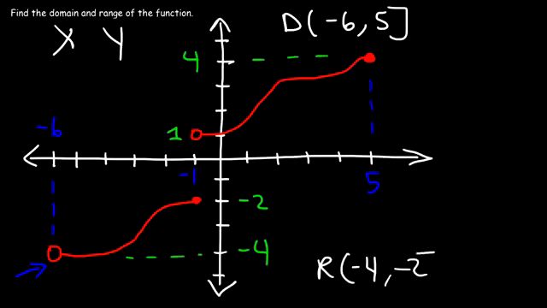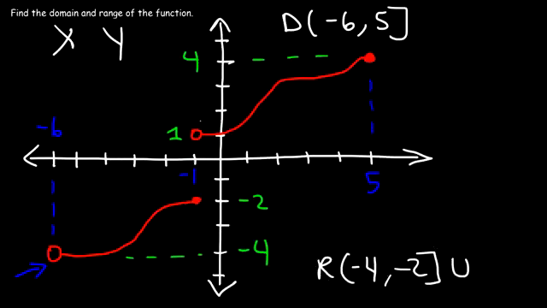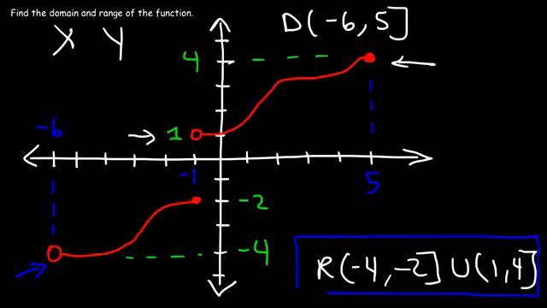Now we have a closed circle at -2, so we're going to use brackets. And then union, so this is for the first graph. Let's connect it to the second part of the graph. We're going to start back up at 1 and end at 4. Now 1 is not included, we have an open circle, but we have a closed circle at 4, so 4 is included. And so this represents the range of this particular function.